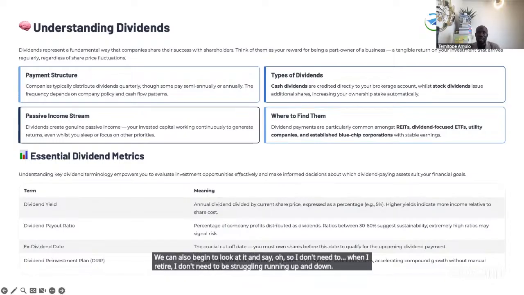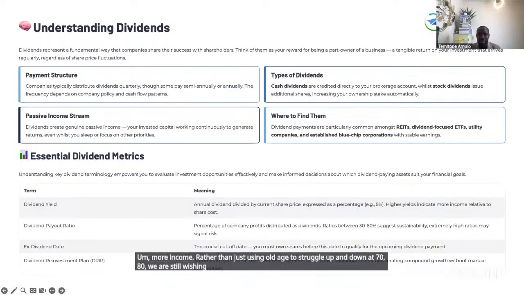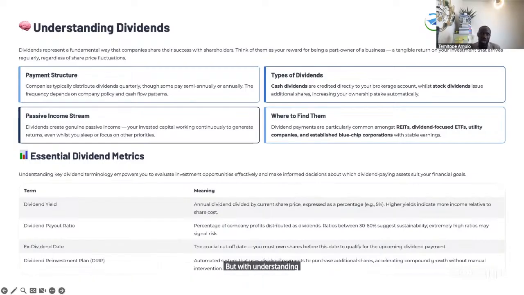I can just put my money into an existing business and continue to make more income, rather than using old age to struggle up and down. At 70, 80, we are still wishing to earn salary. That will not be too good. But with an understanding of stocks and shares, you will be able to invest in global stocks, local stocks, or even upcoming companies. Those are the end point of where we are going.